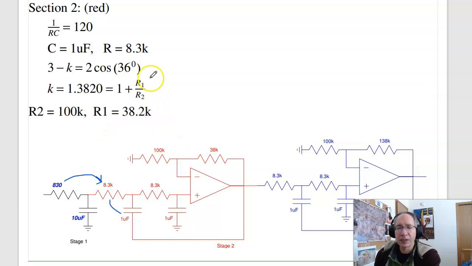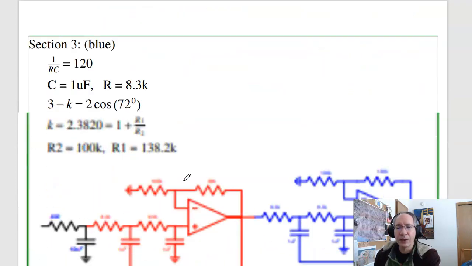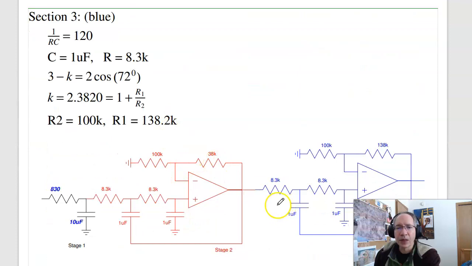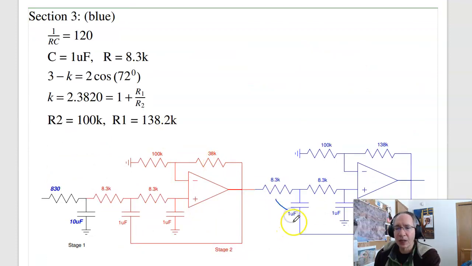To set the angle, it should be 36 degrees. So 3 minus K is 2 cosine of the angle. Solving for K is 1.38. So 100K, 38K. That sets the angle. So here's the second stage. The third stage. 1 over RC is 120. R is 8.3K. C is 1 microfarad. To set the angle, K is 2.38, making this 100K, 138K. That sets the third stage.